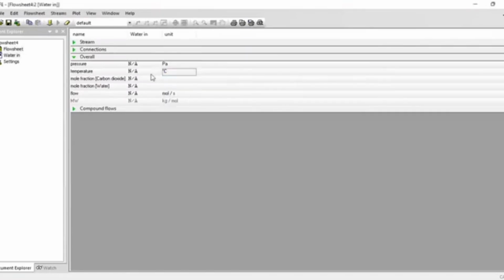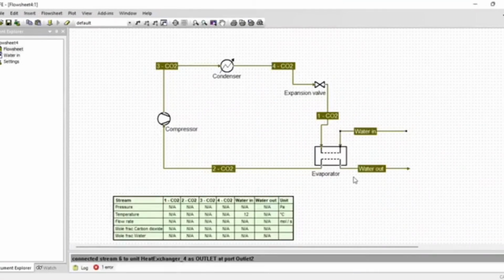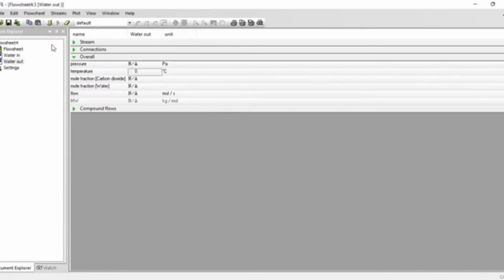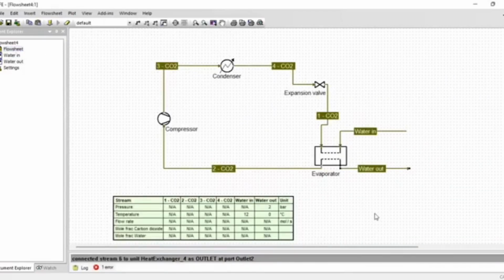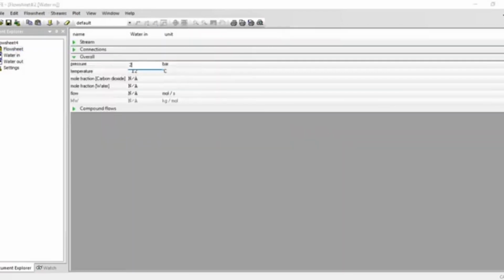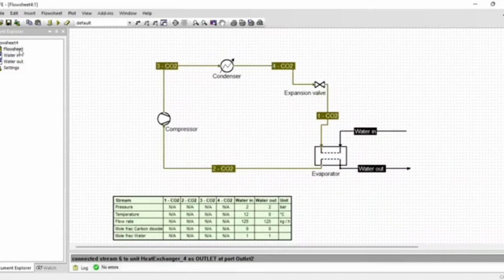We said we will be cooling water from 12 degrees all the way to 0 degrees. For our water streams, we can say pressure is operated at 2 bar. For the stream, we mainly have water and 0 carbon dioxide. For the flow rate here, let us say 125. For the outlet stream, also we only have water at 125.